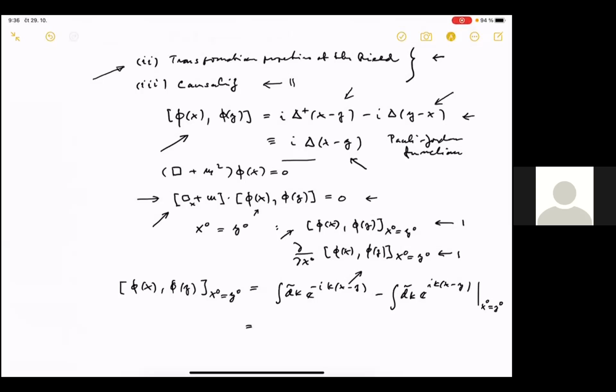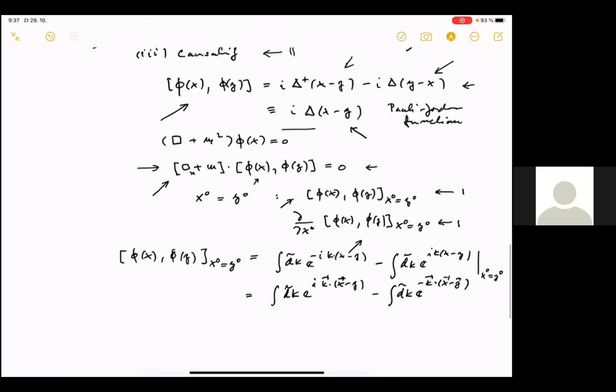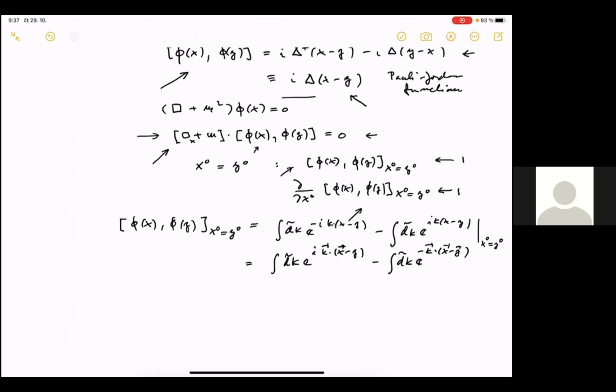And therefore, we obtain just ∫dk̃ e to the power, where the zero component of k(x−y) is 0, and therefore from the 4-vector scalar product we obtain only the 3-vector scalar product, i k·(x−y). And in the second term, we obtain similarly e^(−ik·(x−y)). And using the trick we have already used in the previous calculations, namely changing the integration variable from k to −k, we see that the second term is the same as the first term, and these two terms cancel, and the result is 0.